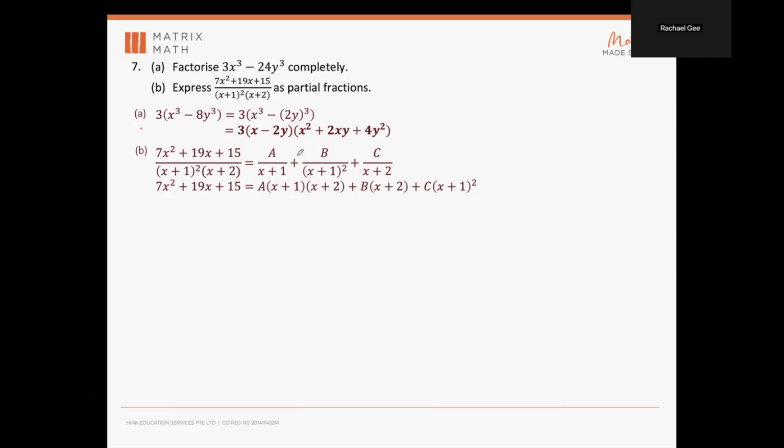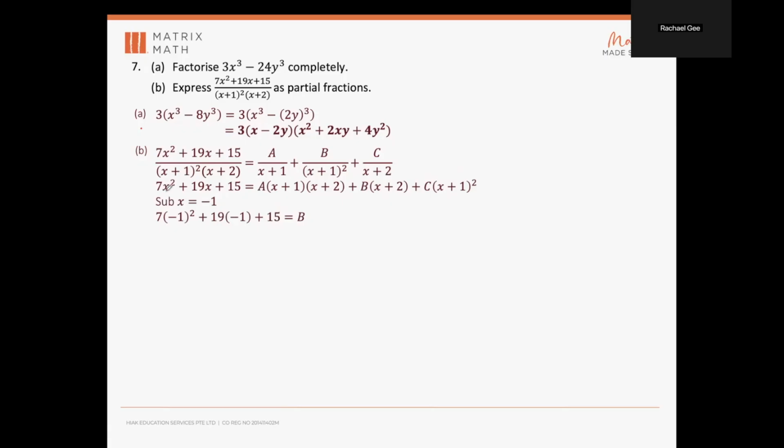Okay, up to this point, you can sub in any x value to get rid of multiple terms. For example, if you sub in x equals -1, this will become 0, this will become 0, then you only have this. If you sub in x equals -2, this will be gone, this will be gone, and you are only left with this. So we'll do x equals -1 first.